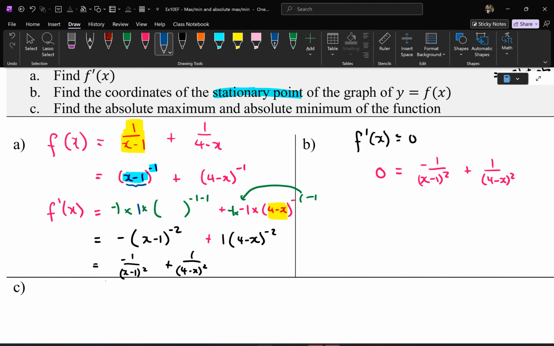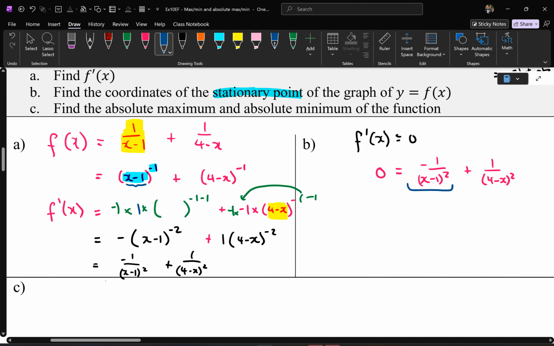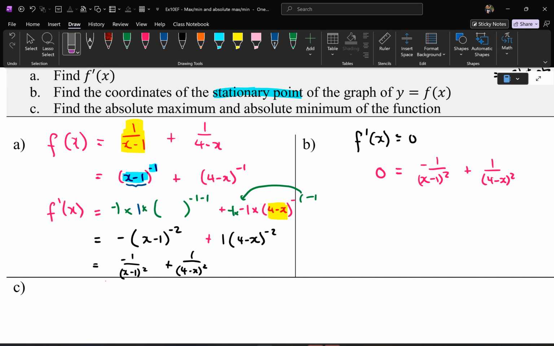Move which one? Okay, so we're going to move this one. Cross multiply, as in these two. Okay, so what would I get? Okay, good.